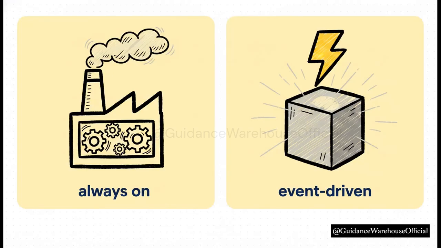Let's put these two side by side, so the difference is crystal clear. PaaS is always on. You allocate the servers, you run the Kubernetes clusters, and you pay for continuous capacity. FaaS, or function as a service, is completely serverless. The cloud provider handles all the underlying infrastructure for you. You simply write a little snippet of code, a function, and tell the cloud exactly when to trigger it.